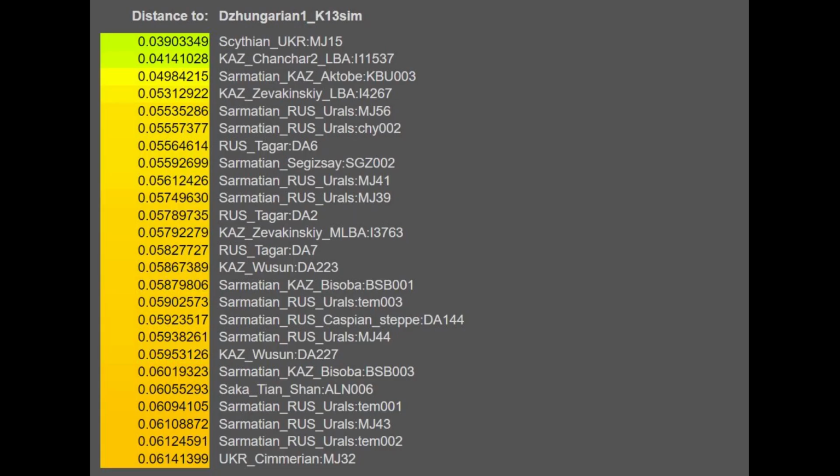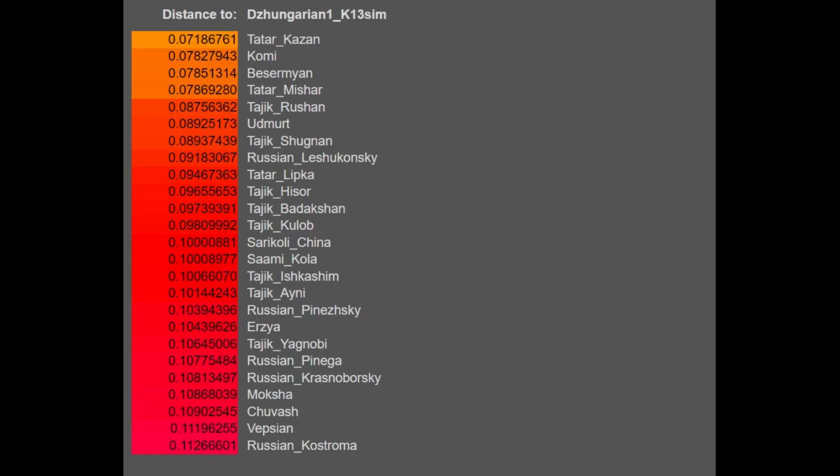There aren't any G25 coordinates for this individual on Explorer DNA or anywhere else, so I had to simulate his G25 on the basis of those Eurogenes K13 results, and all of the simulations will be in the description. You can use them for whatever model you want. But with the simulation, he's closest to Scythians and Chanchar in Kazakhstan. Out of modern ethnicities, he's closest to Tatars from Kazan and Komi and Besermyan people.